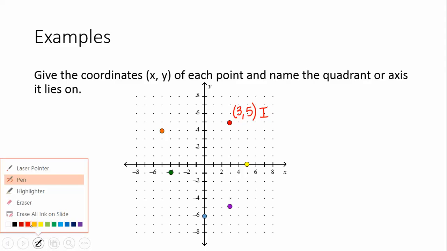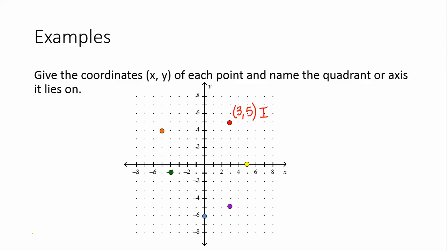Let's look at the orange point. I can change my colors here. So if we look at the orange point, if we start at the origin, we are going -5 in the x direction and +4 in the y direction. So the ordered pair is -5, 4. And this is in quadrant 2.